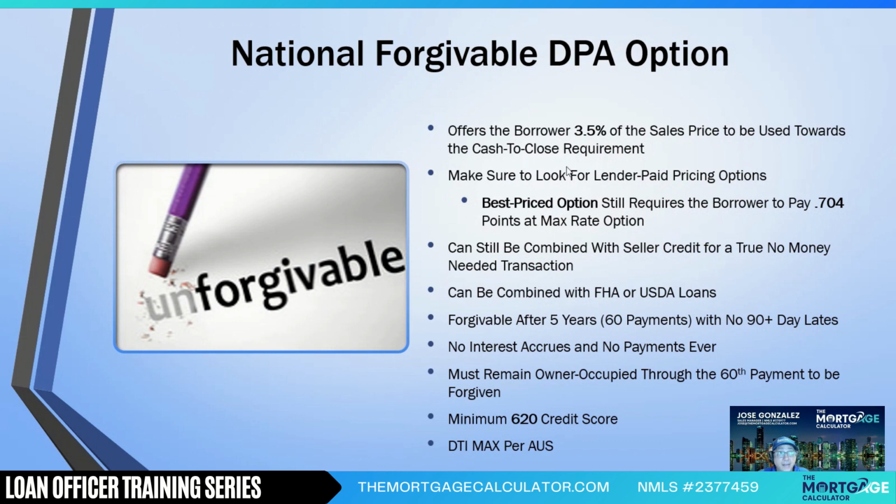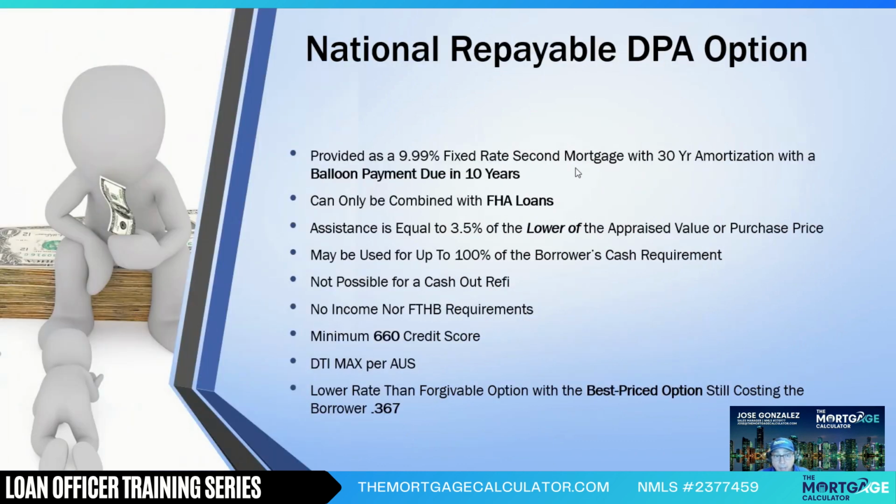Now, the repayable option has a lower interest rate than the forgivable option. So one reason why you may pick the repayable option is strictly because of that. You want a good rate on the first. You don't think you're going to be refinancing in the next 5 or 6 years, and you maybe don't qualify with the higher rate on the first for the forgivable option, and so you'll choose the repayable option. Really, that is the only reason I would see to choose one over the other, because forgivable is basically free money.